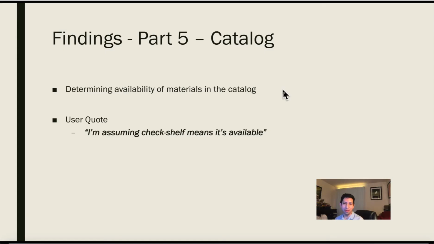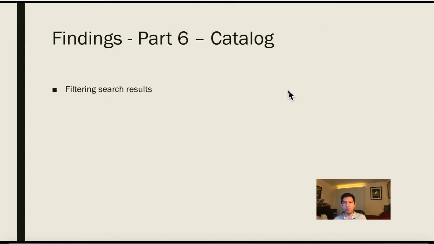I wanted to dig deeper into this anomaly, so I had the users from my qualitative testing do a similar task, or I asked them to determine which branches had a particular book available. And as one user scanned the list, she said, "I'm assuming check shelf means it's available." And the other users said in similar words that they had to assume what the indicator was for a book being available.